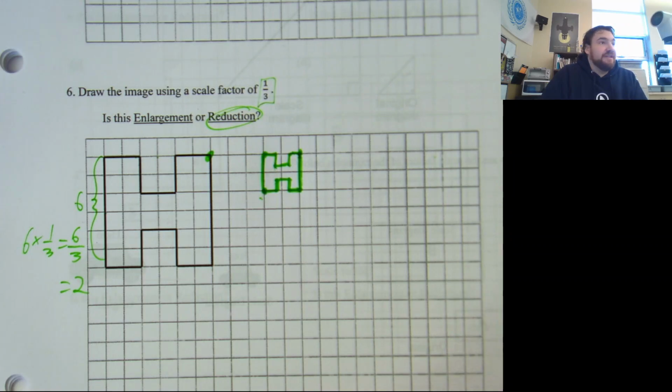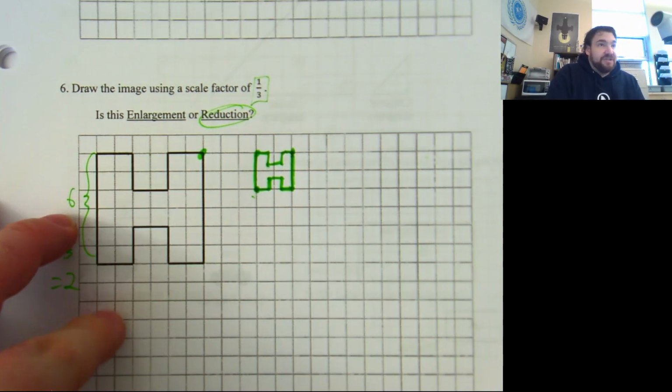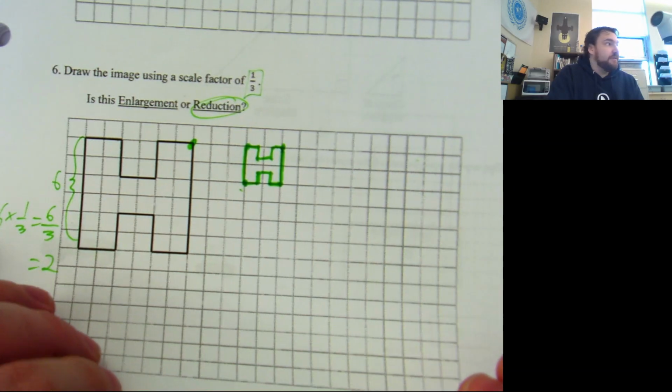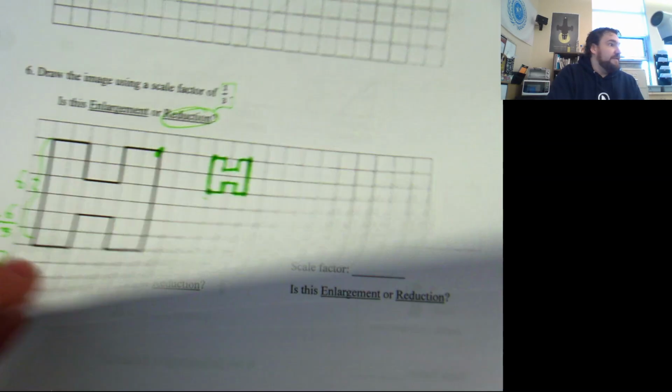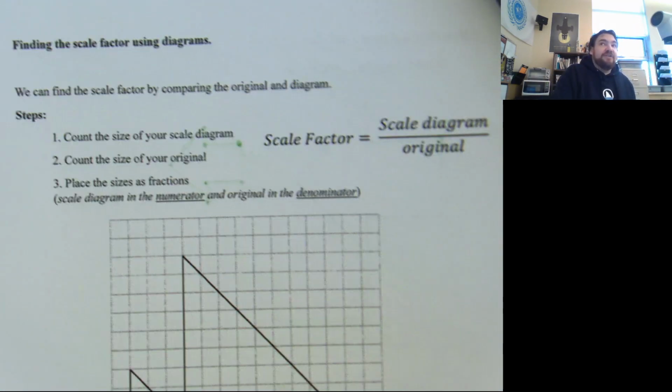There are all sorts of techniques for how you choose to draw these things. Questions, comments, concerns on any of the drawings? If not, then flip the page. The last piece to this is finding the scale factor using the diagrams.